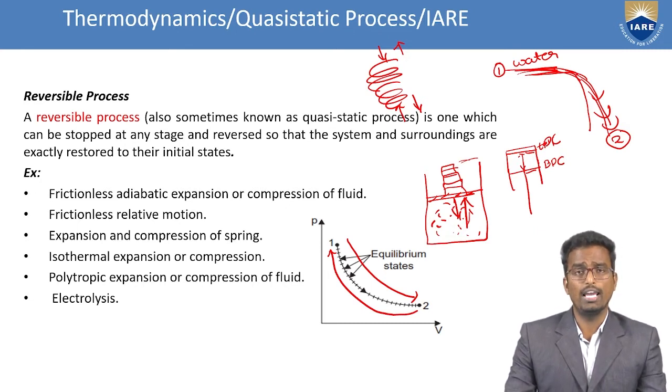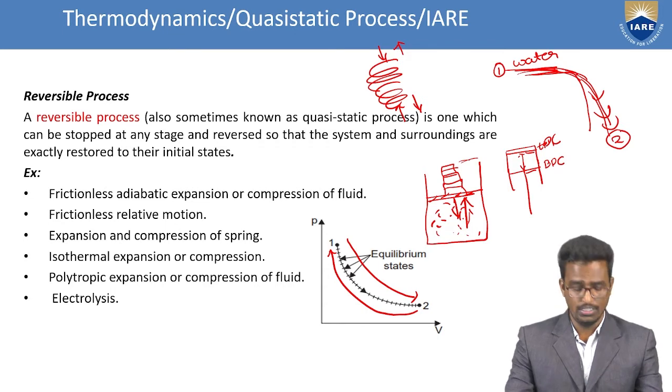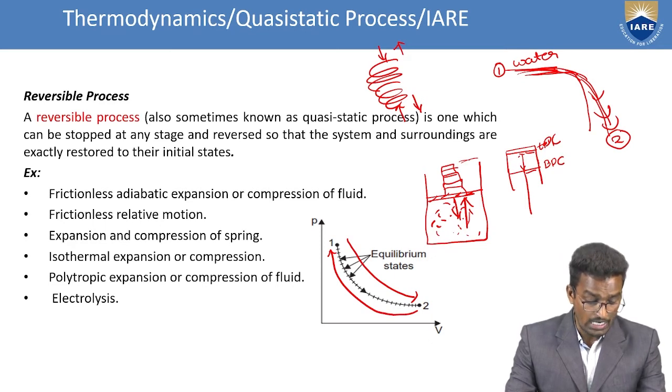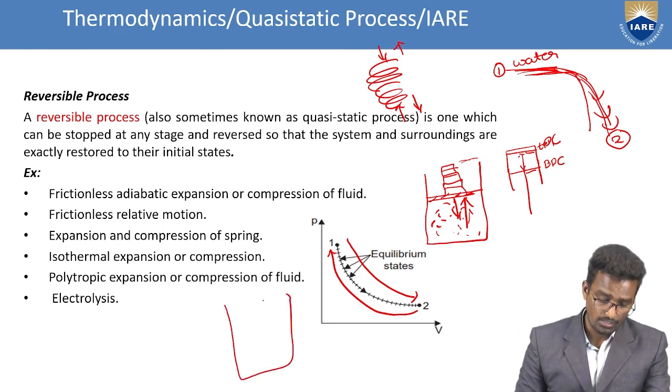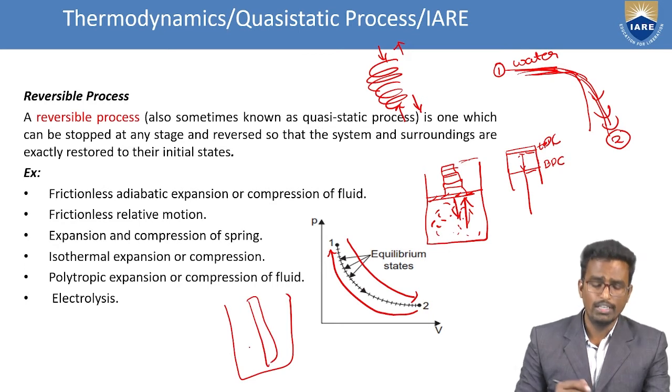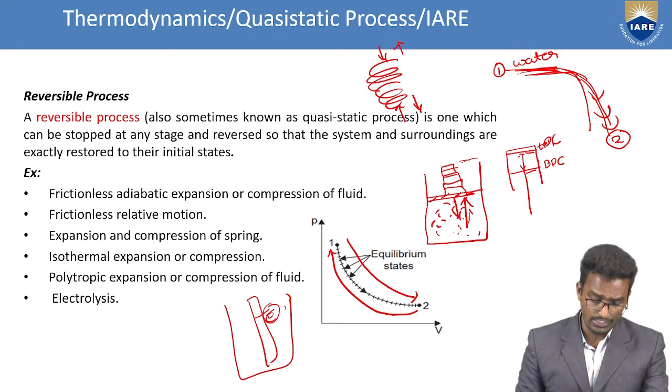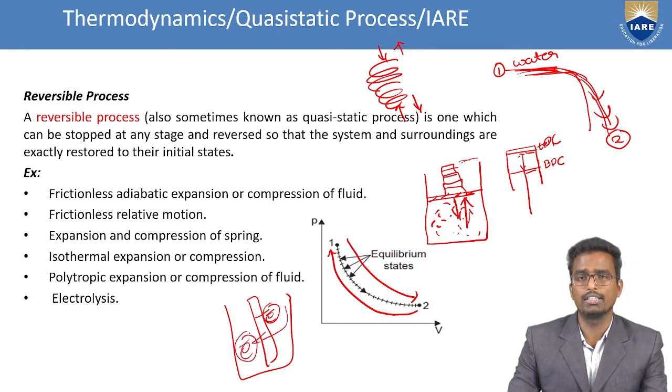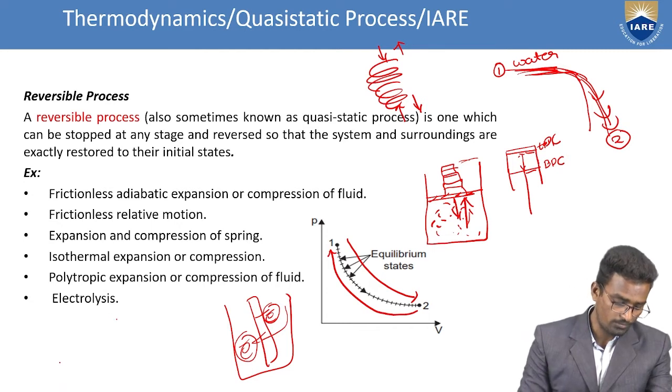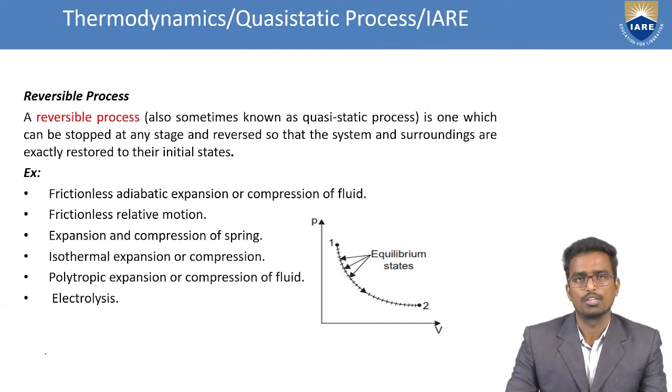Okay, isothermal expansion or compression. Any isothermal expansion or compression process is an example of a reversible process. And polytropic expansion or compression of fluids, and electrolysis. So in electrolysis, what happens? There are membranes. While discharging, the electrons go from one place to another. While charging, they get back to the original position. Like that, we have the electrolysis process, right? That is an example of a reversible process. These are called reversible processes.